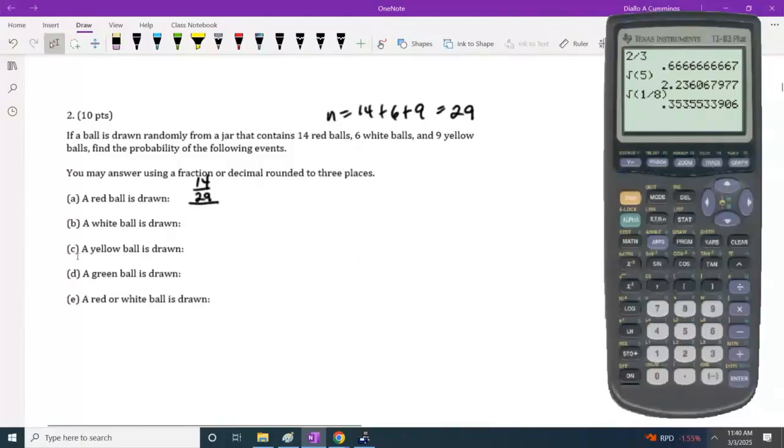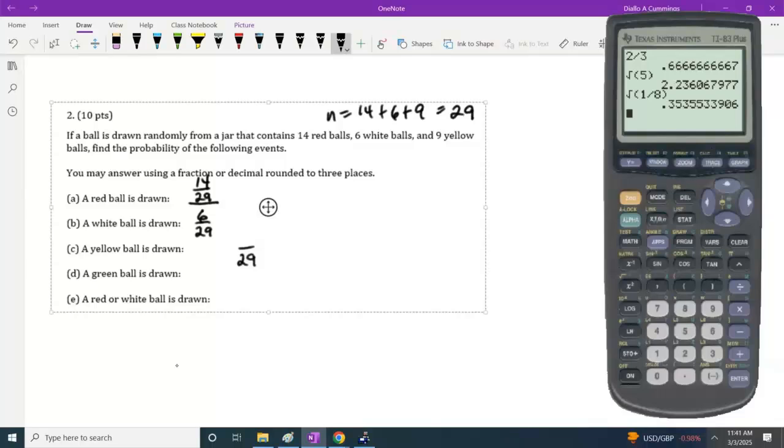Okay. For B, it says a white ball is drawn. So how many total balls are in the jar? 29. Out of those 29, how many are white? 6. So that's probability 6 out of 29. For yellow balls, again, there's a total of 29 balls. And out of the 29, how many are yellow? 9.